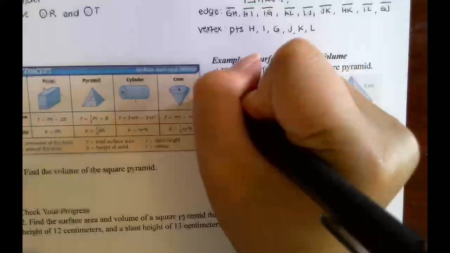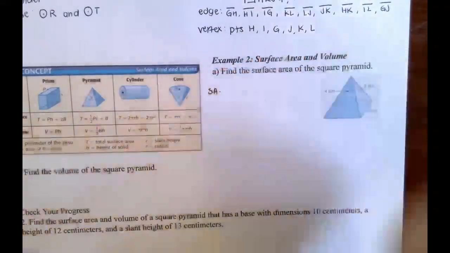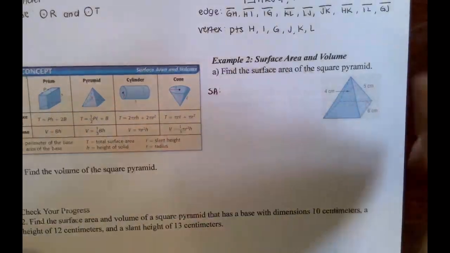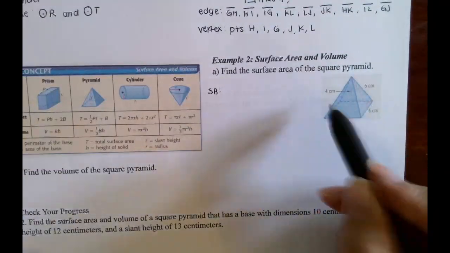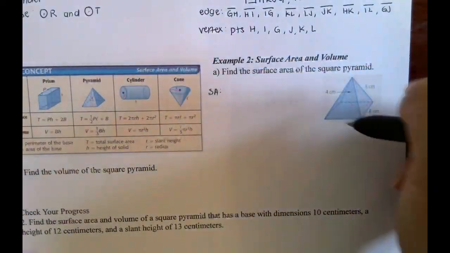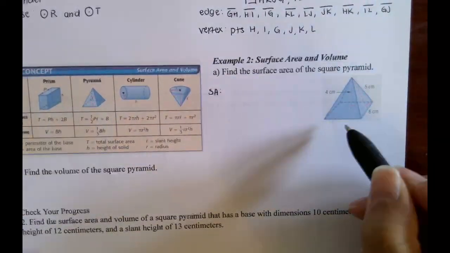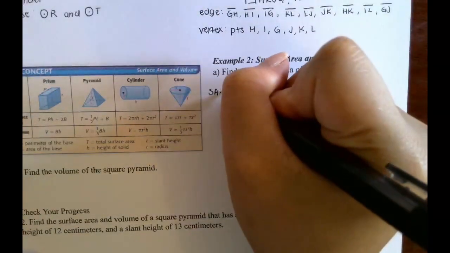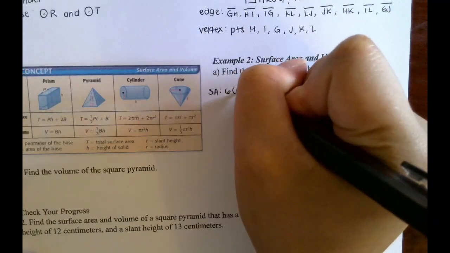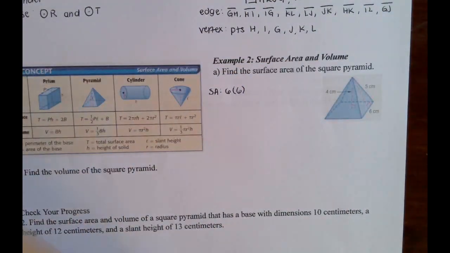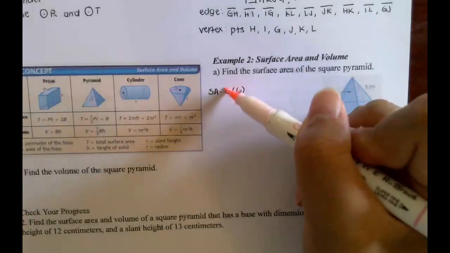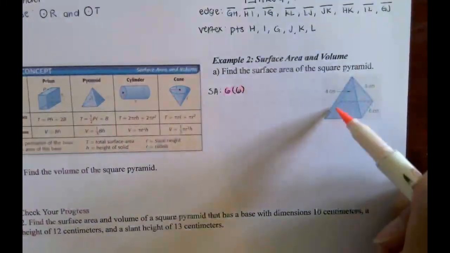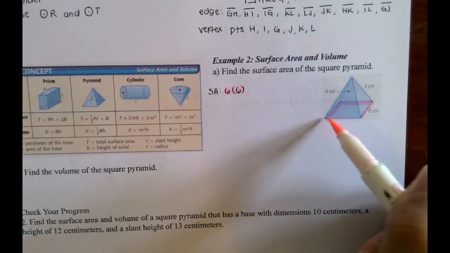Okay, so I'm going to do SA for surface area. Okay, the first one I'm going to do is my square. Since the base is a square, the sides are all the same. So that's 6 times 6. Okay, so here, this is my square.